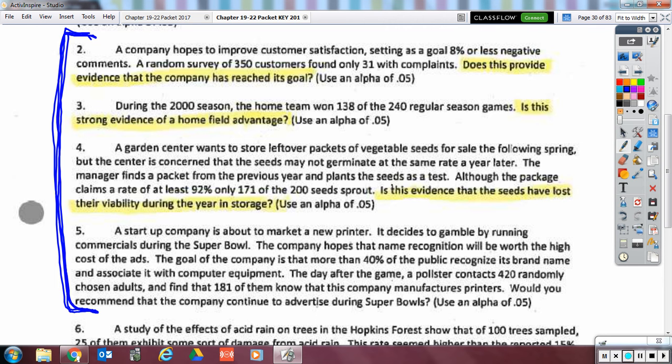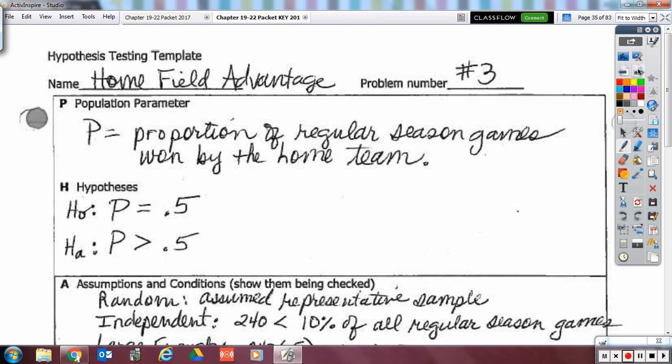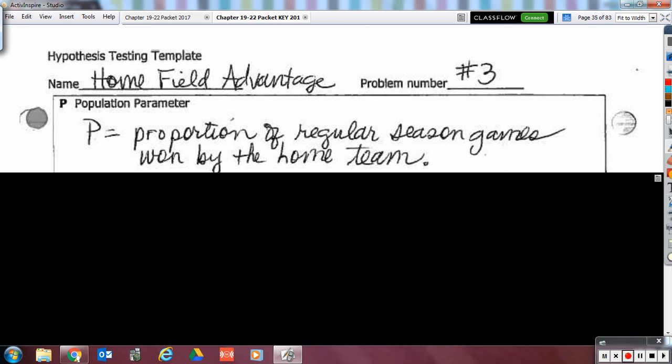Number 3 says this. During the 2000 season, the home team won 138 of the 240 regular season games. I don't know if this is talking about all of the MLB or just one home team or what. Is this strong evidence of a home field advantage? So let's first talk about number 3. p is the proportion of regular season games won by the home team.